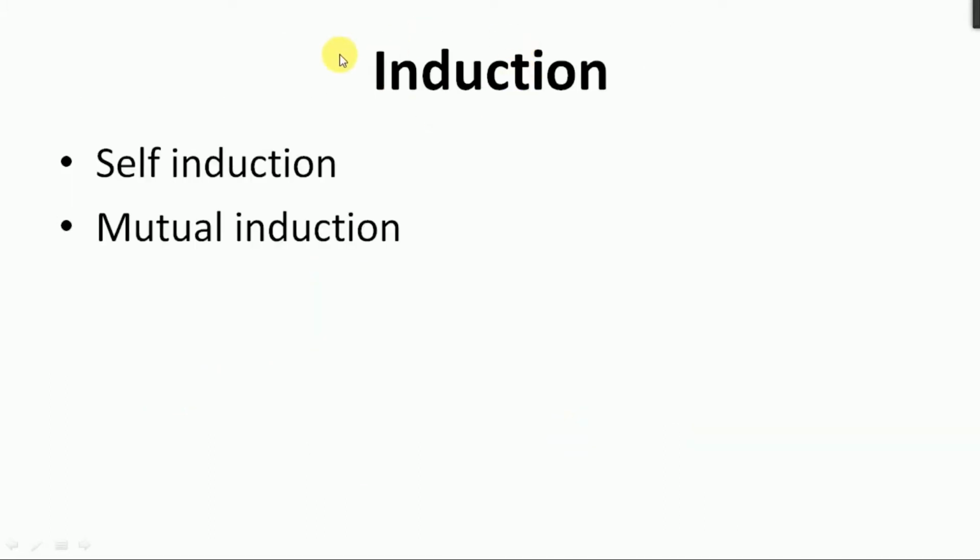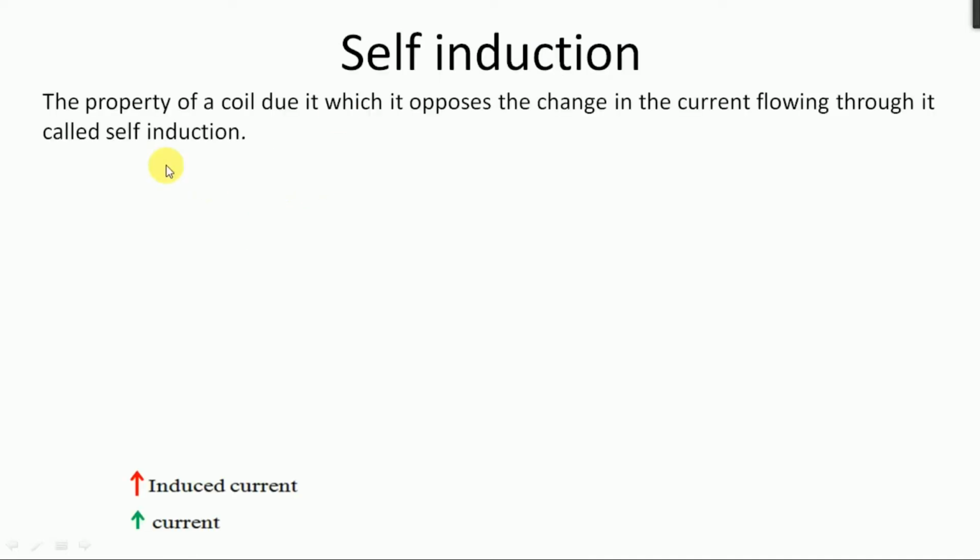There are two types of electromagnetic induction. One is self-induction, another is mutual induction. In this video we are going to talk about self-induction. Self-induction is a property of a coil to oppose the change in current flowing through it.